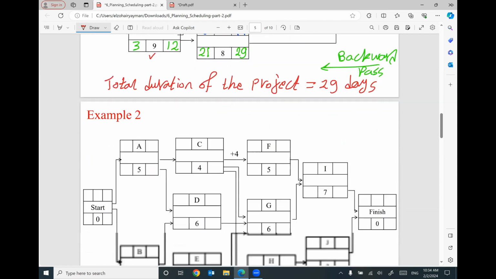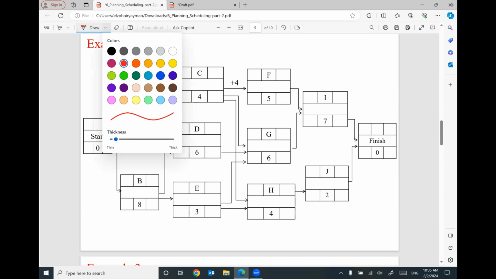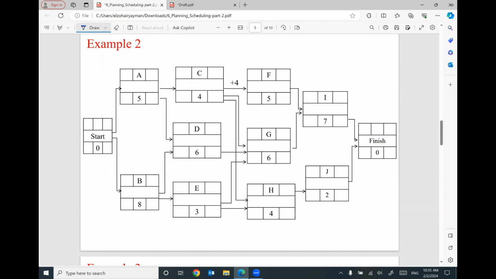Let's do one more example. For this example, we would like to figure out the scheduling of the given network. So let's start with the forward pass. So 0 plus 0 will be 0. This 0 will be the early start for each activity A and B. 0 plus 5 will be 5. 0 plus 8 will be 8. This 5 will give you here 5 for activity C, early start, plus 4 will be 9.